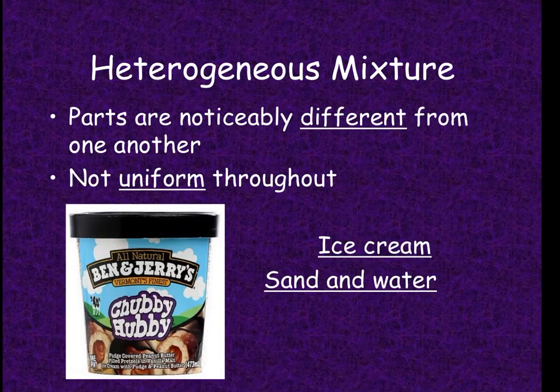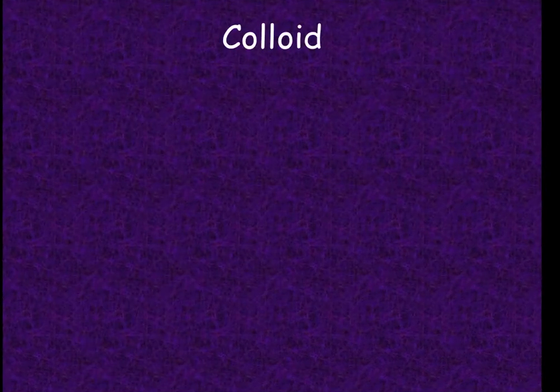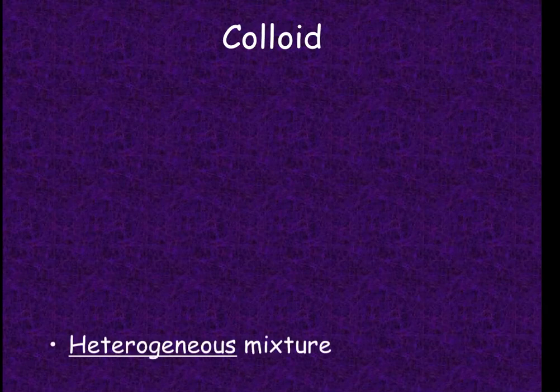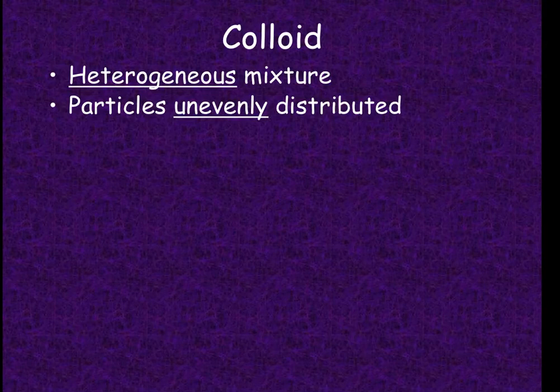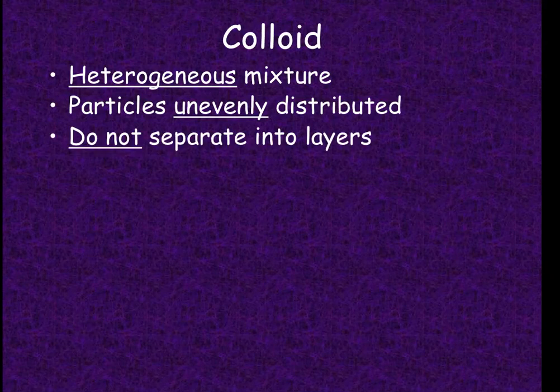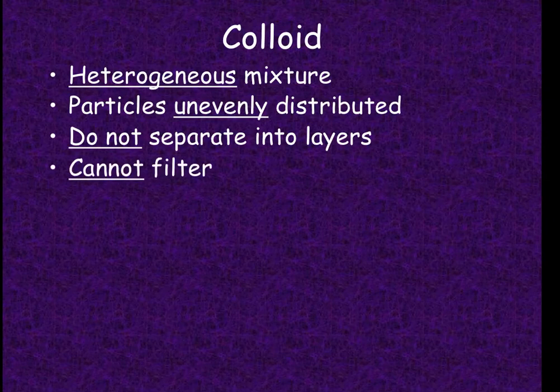We have two types of heterogeneous mixtures that we want to talk about. The first one is a colloid. A colloid is a type of heterogeneous mixture where the particles are unevenly distributed. Now, if I take a colloid and I leave it sit, it will not separate into layers. So in that sense, it's very similar to a solution. Also, like a solution, I cannot filter it. If I pass it through a filter, it will not separate into its components. It would just go right through like it was a single substance.